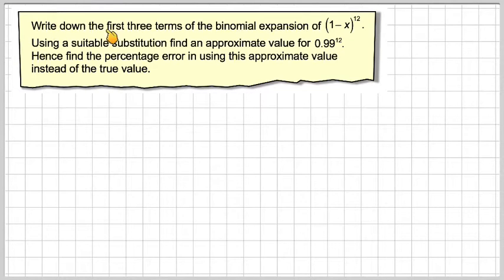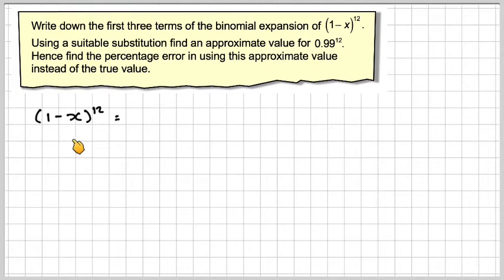It says here, write down the first three terms of the binomial expansion (1 - x)^12. Using a suitable substitution, find an approximate value for 0.99 to the power of 12. Hence, find the percentage error in using this approximate value instead of the true value.